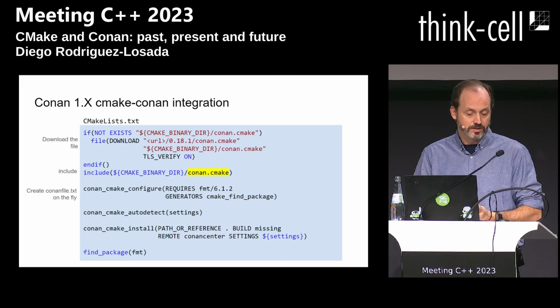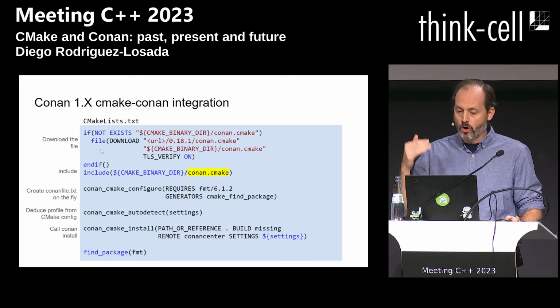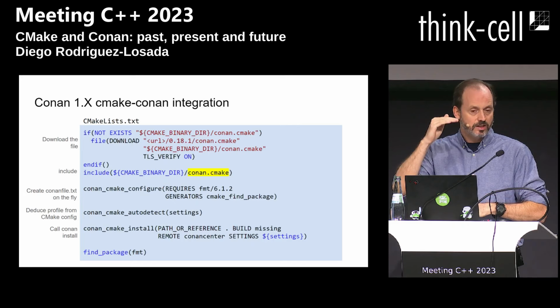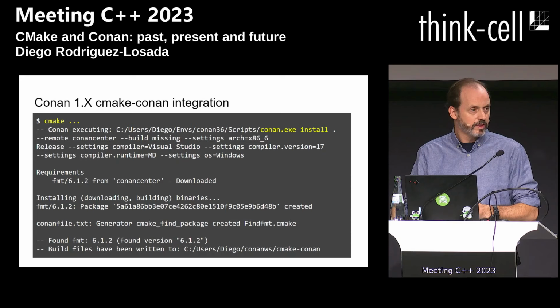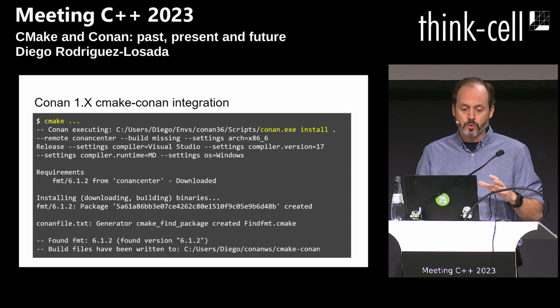Then we would be deducing the Conan profile settings from the CMake configuration. If the CMake compiler was this, then we translated that to a Conan profile. And finally, we were calling Conan install to install the dependencies. All of that, and that's very simple. If something changes, you would get your CMake list growing and growing just to be able to call Conan install from your CMake execution. At the end of the day, we managed. It was possible with that CMake Conan integration. There were developers who could call CMake, and they would get their dependencies installed.